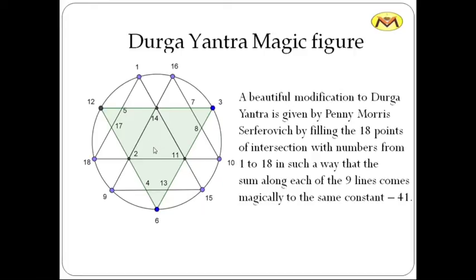But he arranged them in such a way that if you add the numbers in any straight line, if you add 1 plus 14, 15, 15 plus 11, this will be 26, 26 plus 15 is 41. Let's try to add this. 16 plus 14 is 30, 30 plus 2 is 32, 32 plus 9 is 41. So if you add the numbers in any straight line, it will add up to 41. So he made this Durga Yantra into a magic figure.